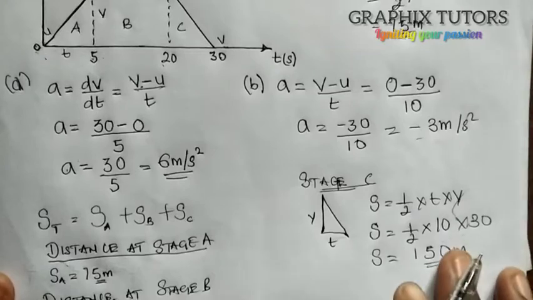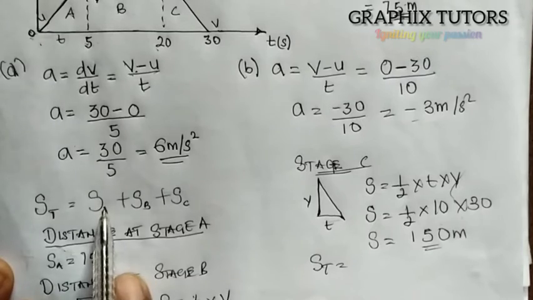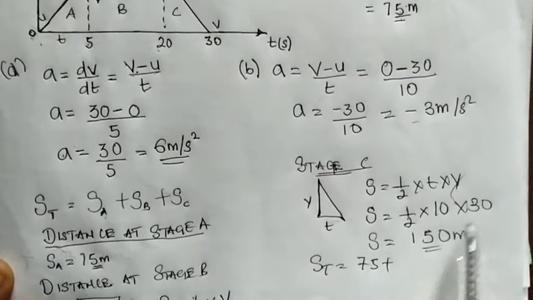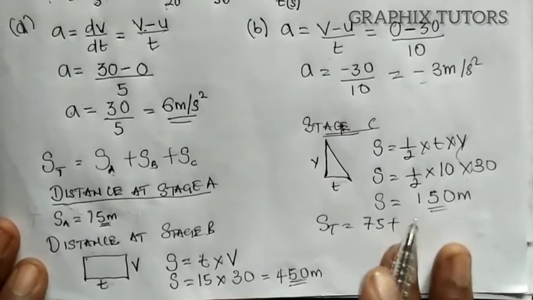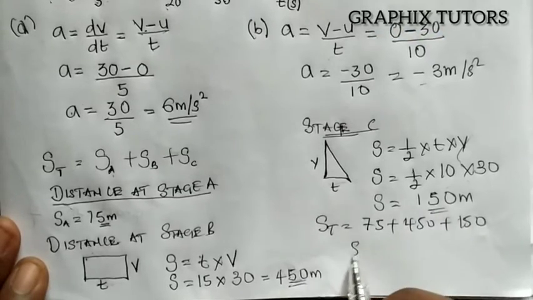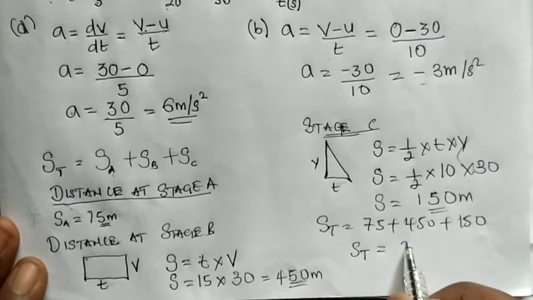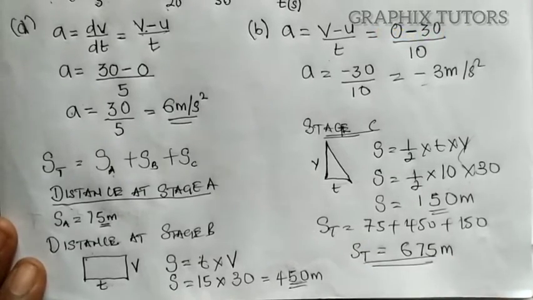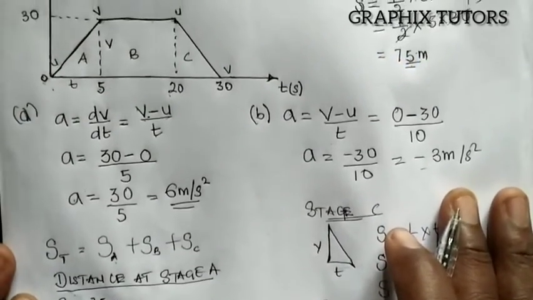So we'll say that therefore my S total will be the distance at stage A, which is 75, plus distance at stage B, which is 450. This is what we have here, which is 450, plus distance at stage C, which is 150. So the total distance traveled is 600 and 75 meters. That is the total distance of the car in that 30 seconds, right?